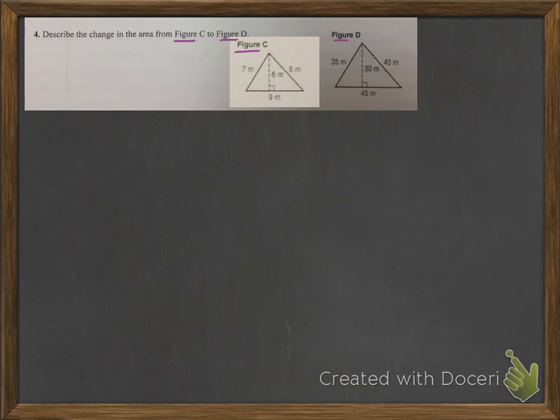So first you need to establish the relationship between C and D. So that's step 1, establish the relationship. So let's go ahead and see if we can do that. Okay, so I'm going to line up the sides here. I'm going to see that to get from 8 to 40, I can multiply by 5.